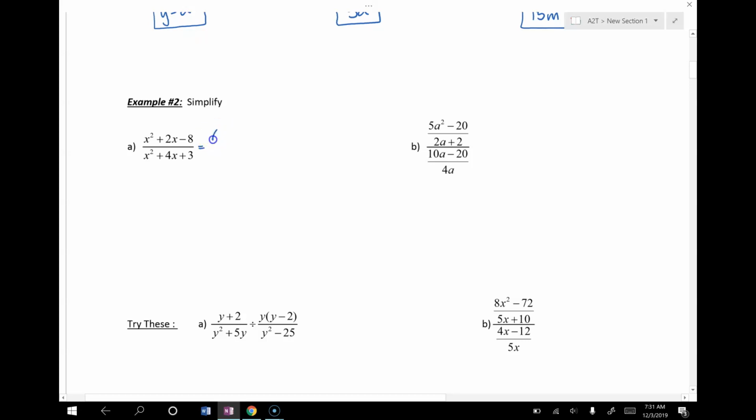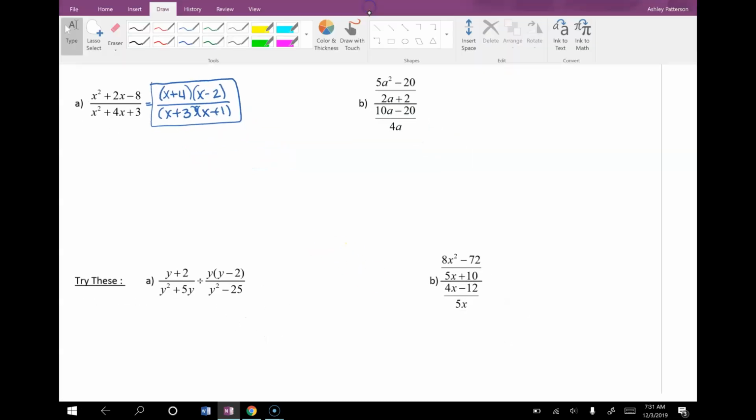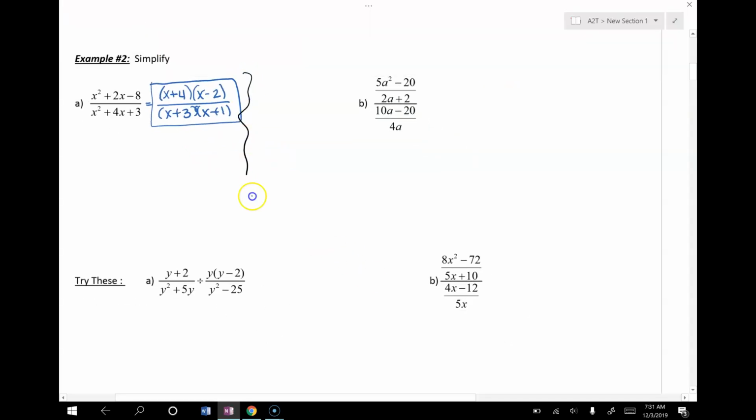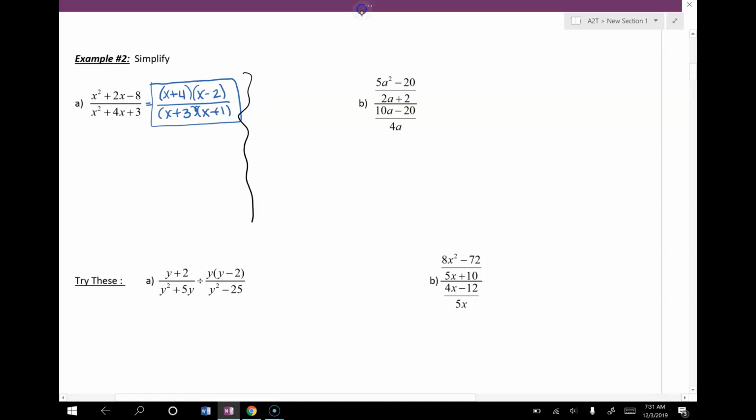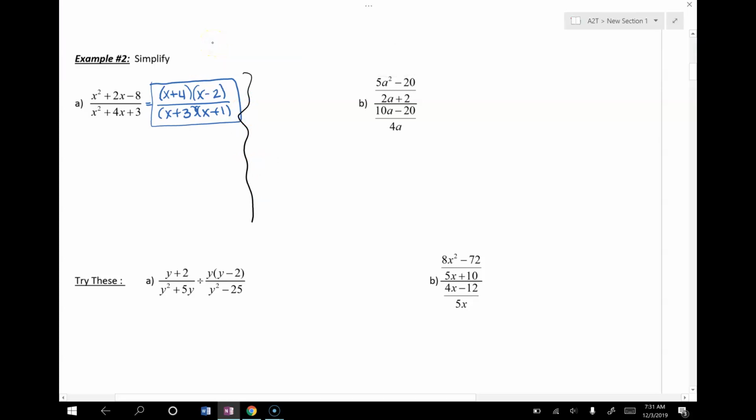All right, so the numerator factors to be x plus 4 times x minus 2, and in the denominator, we end up with x plus 3, whoopsies, times x plus 1. They don't have any factors in common, so we're done. Super easy, right? All right, looking at B, it looks super scary. I'm fully aware. I'm about to break this down for you, so it is not super scary.